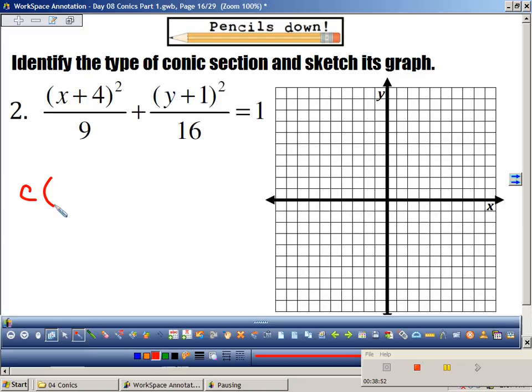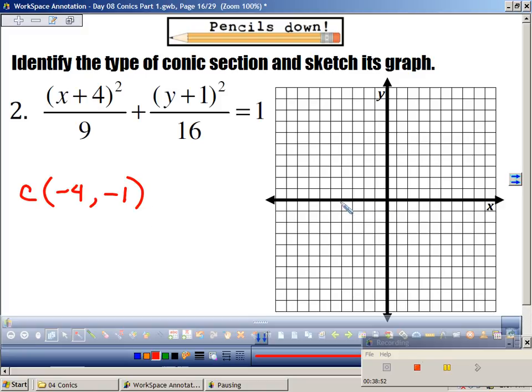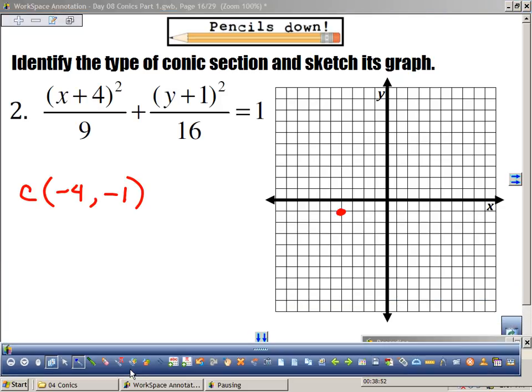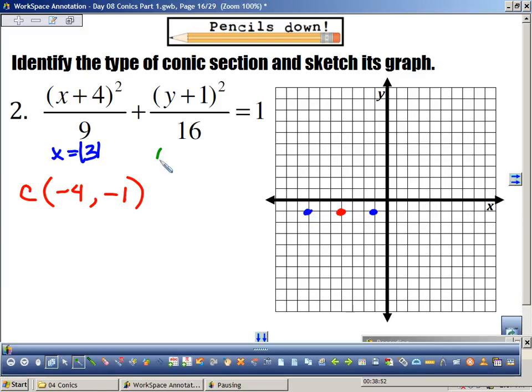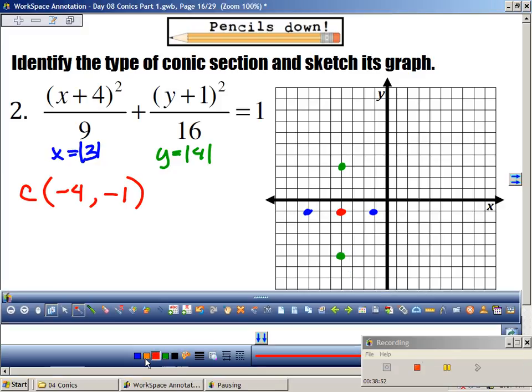So C, my center, is at -4, -1. So I'm going to go out -4, 1, 2, 3, 4, and -1. That 9 tells me I've got to go out. My change in x is going to be 3. So I'm going to go out 1, 2, 3, 1, 2, 3. My change in y is going to be the absolute value of 4, which is up 4, 1, 2, 3, 4, down 1, 2, 3, 4. And I have an ellipse.